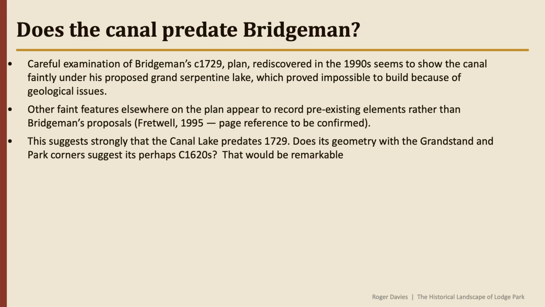Does that predate Bridgeman? Well, if we look at Bridgeman's plan that was rediscovered in the 1990s, this seems to show very faintly, if you look very carefully, that rectangular canal-shaped lake underneath his proposed grand serpentine lake, which proved impossible to build. Now, there are other faint features elsewhere on Bridgeman's plan, which I'm going to show in a second. And they seem to denote pre-existing elements in the landscape, different from Bridgeman's proposals that are filled in bold.